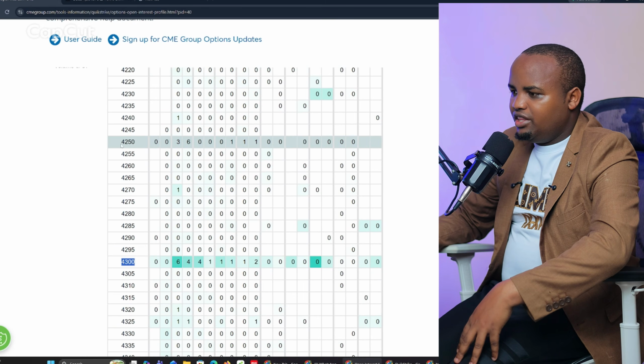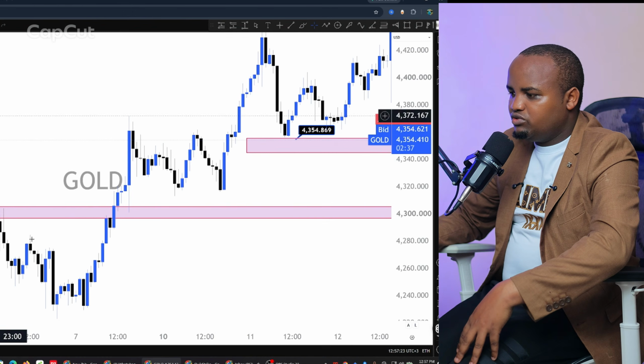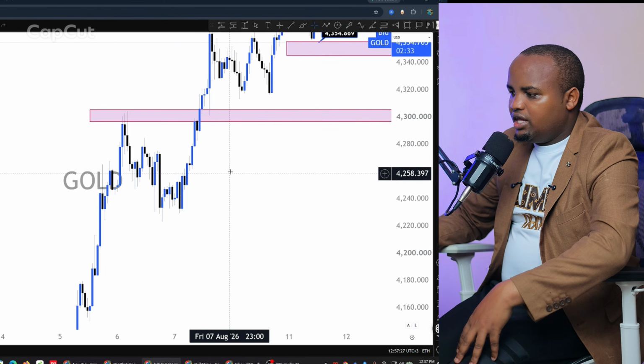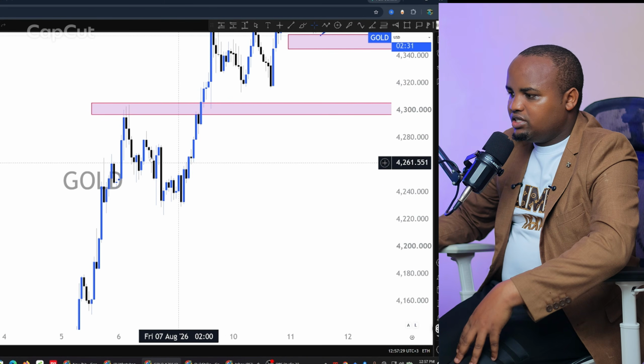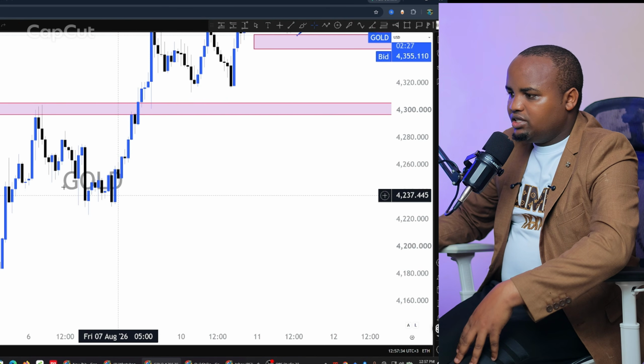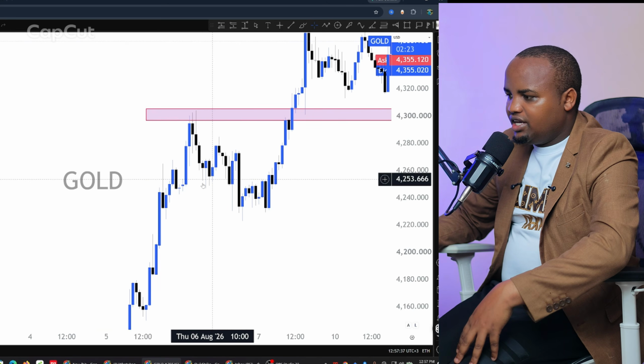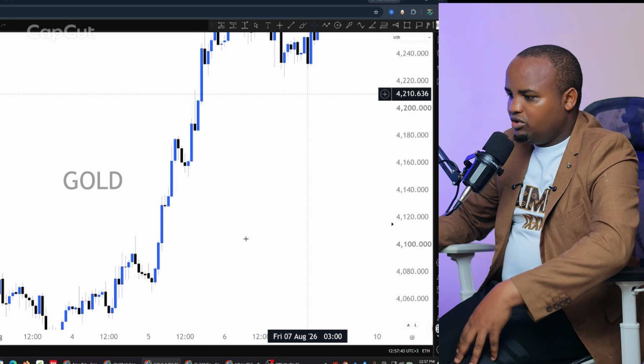For example, this is 4250. You need to move at least 4255 or 4245. Let's see, 42. Look at this. This is 35. We had a rejection. Look at that. When the market moved all the way up, we hit this zone here, which is actually 4250, and the market bought and the market went all the way up.